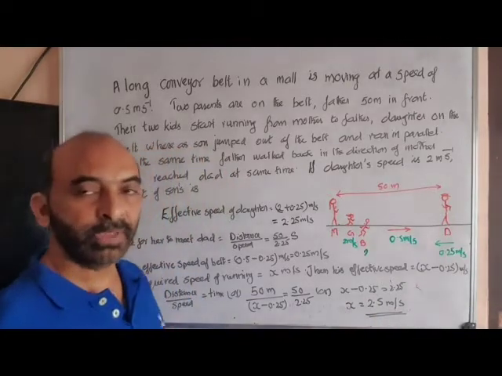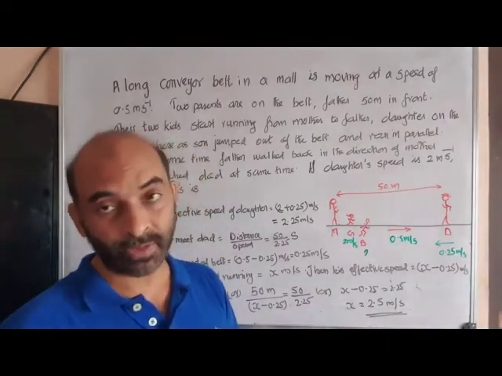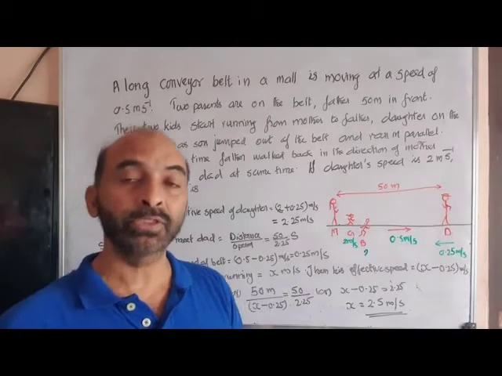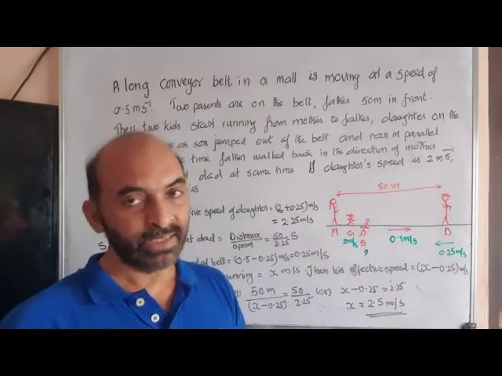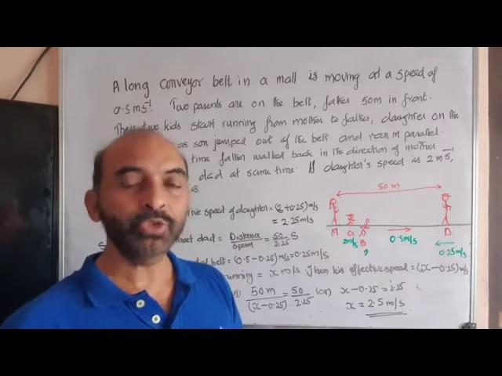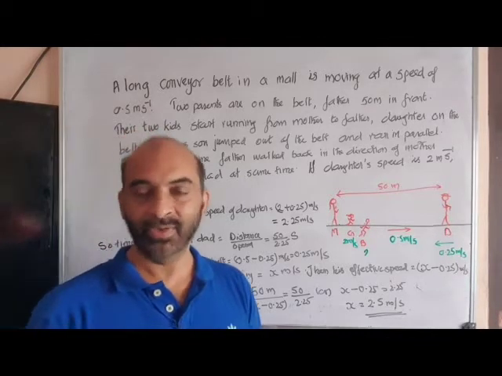So the speed of the girl as given is 2 meter per second, and the required speed of the boy, which will definitely be greater than that of the girl since he is moving out of the belt, is 2.5 meter per second. Hope you understood that.